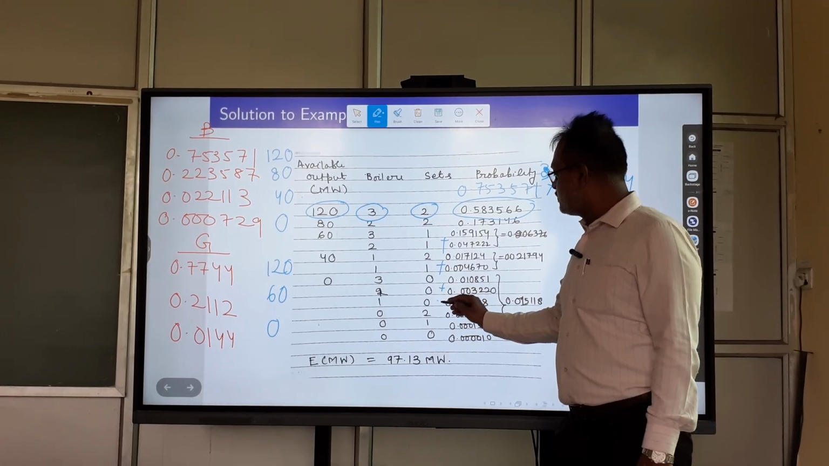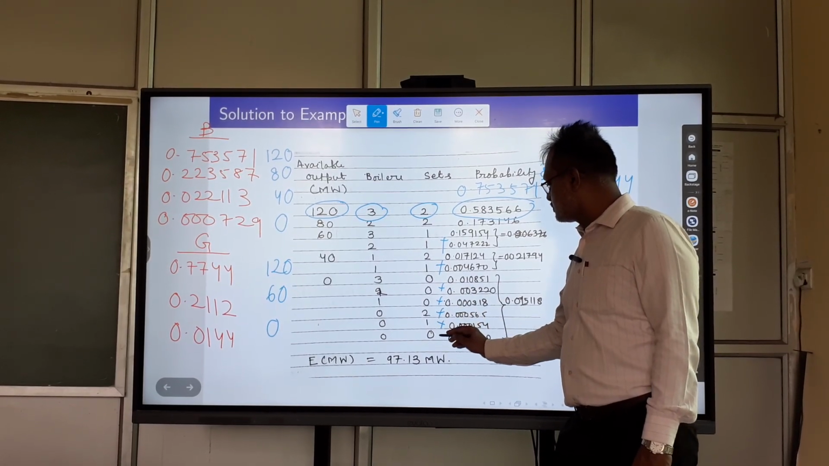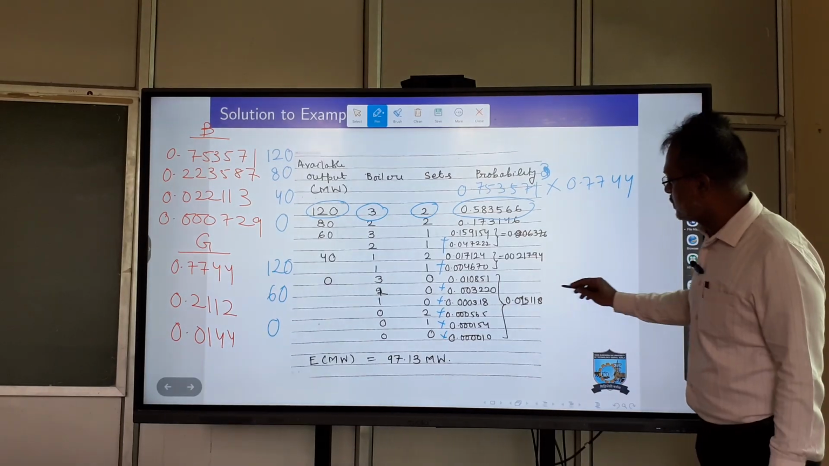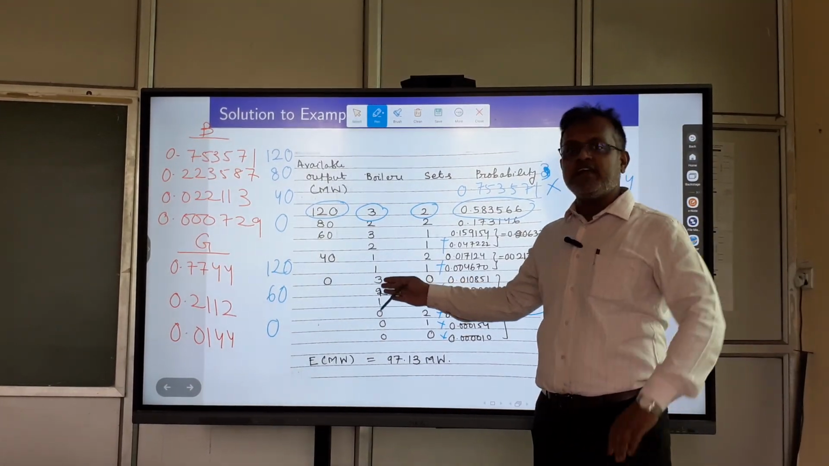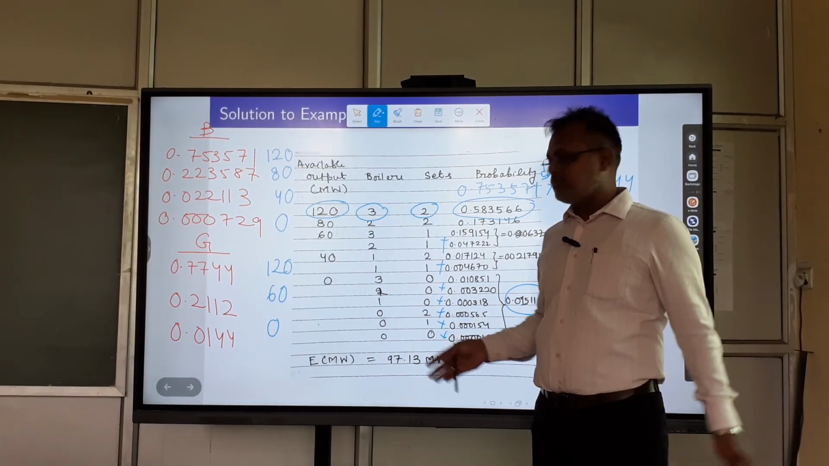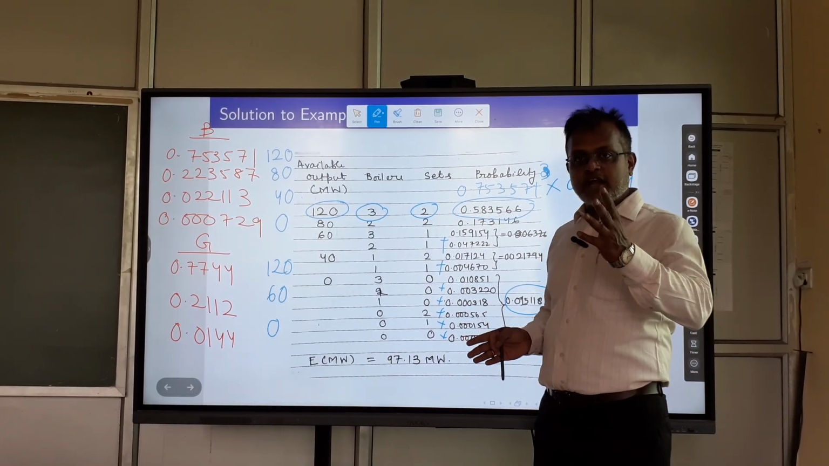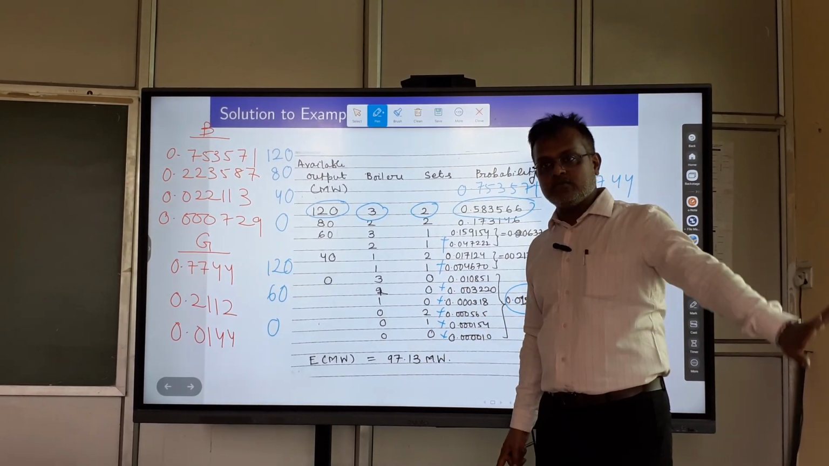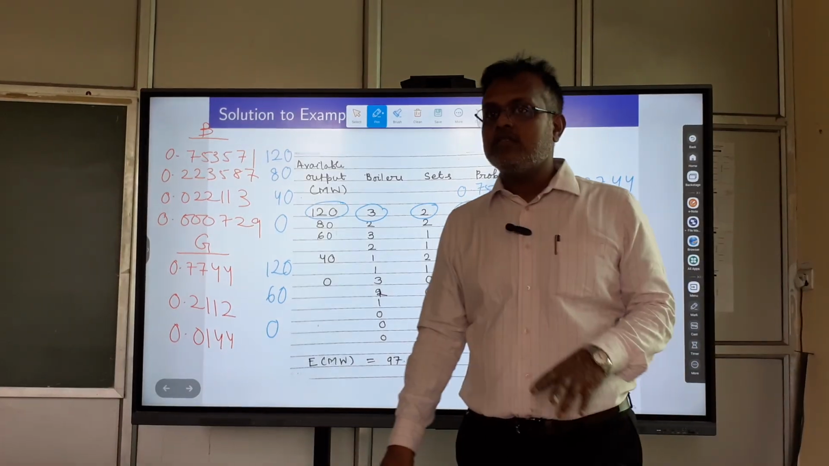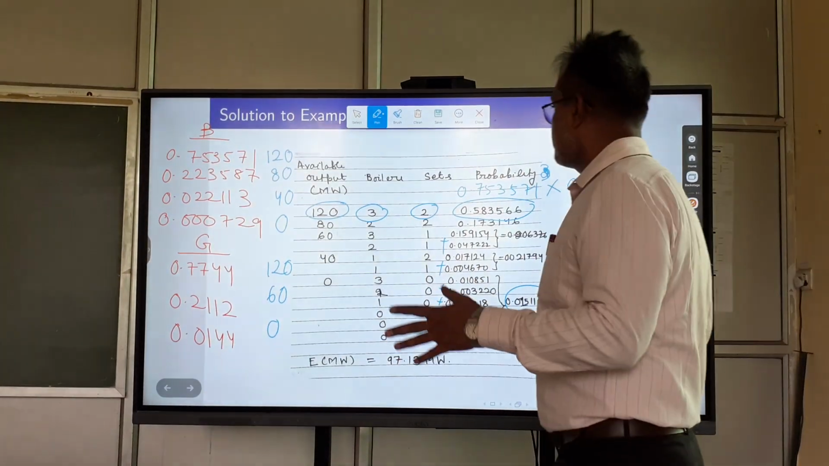So 0 megawatt means either you have all boilers up but the generator is not up, 3 conditions where the generator is down, and 3 conditions where all the boilers are down. Under these cases, the total capacity is 0.